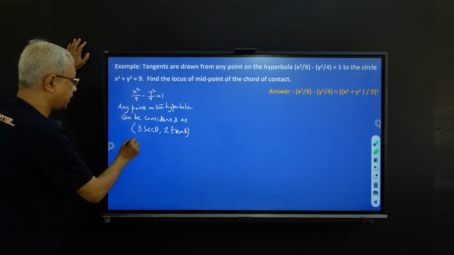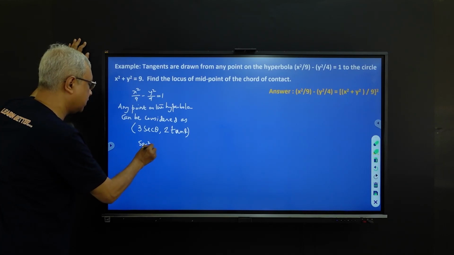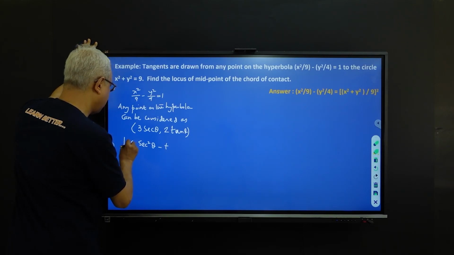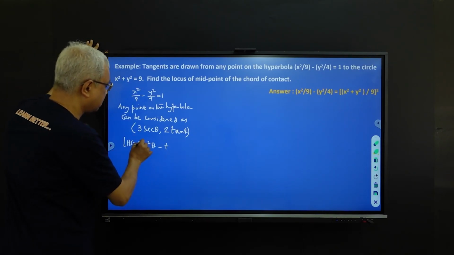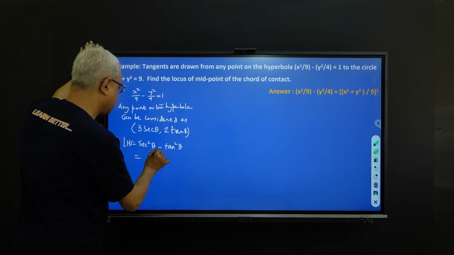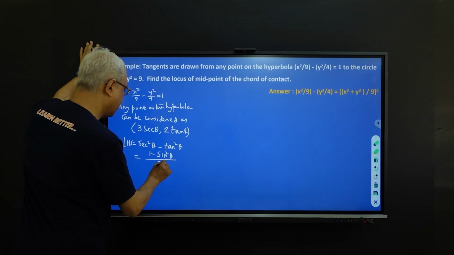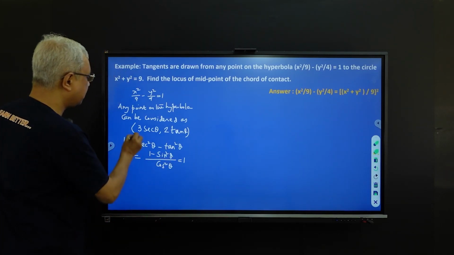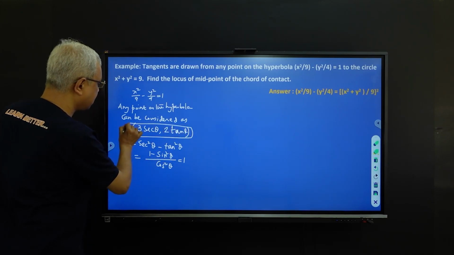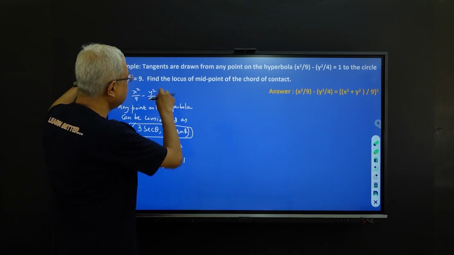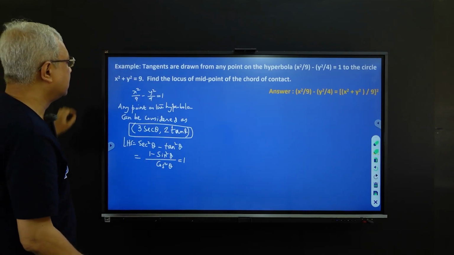Because sec, if I substitute this point over there, the LHS of this equation, sec square theta minus tan square theta, is 1 minus sin square theta by cos square theta, so it is 1. So sec square theta minus tan square theta equals 1, that means this point automatically satisfies the equation of the hyperbola, and therefore 3 sec theta, 2 tan theta is a point on the hyperbola.